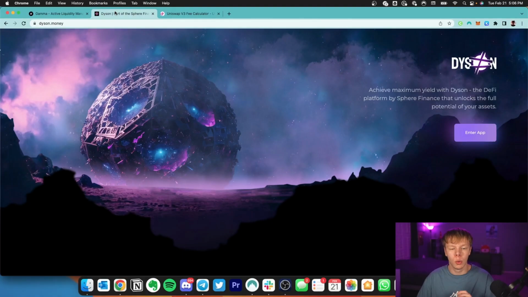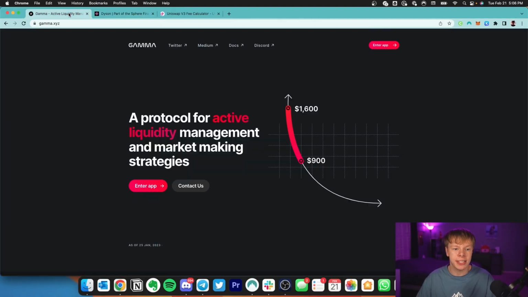And with our goal of Uniswap V3 being to earn passive income from our liquidity pools, it turns out to be not so passive whatsoever because you're constantly having to rebalance your pools, which is exactly where aggregators like Dyson as well as Gamma come into play because they actively manage and rebalance your pools for you. They do all the hard work for you, so all you have to do is deposit into your pools and you're good to go.